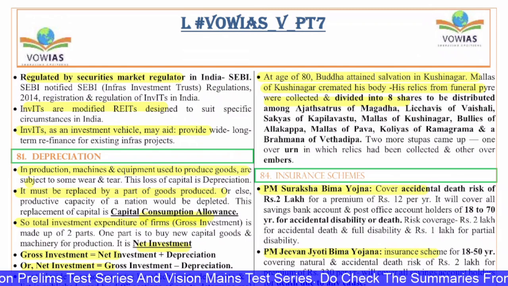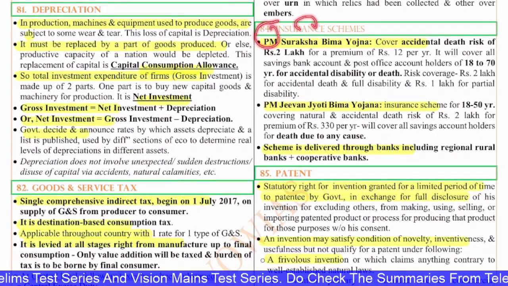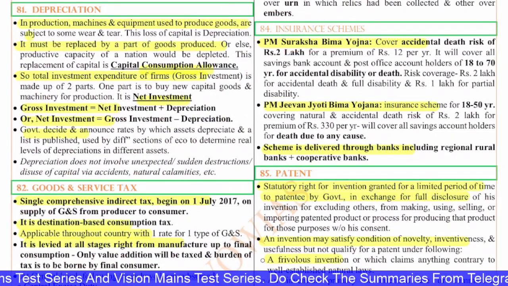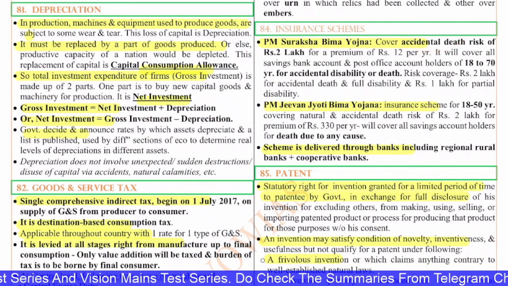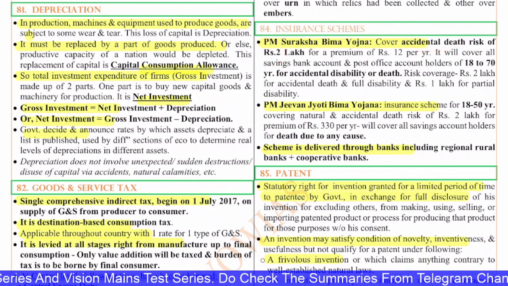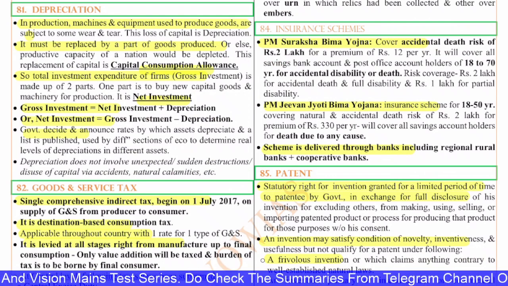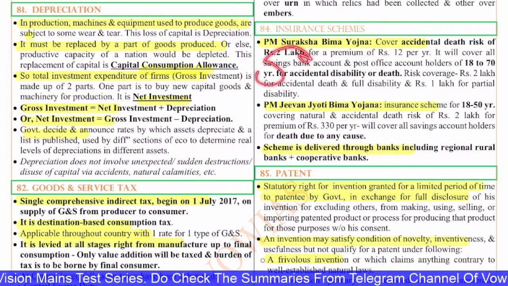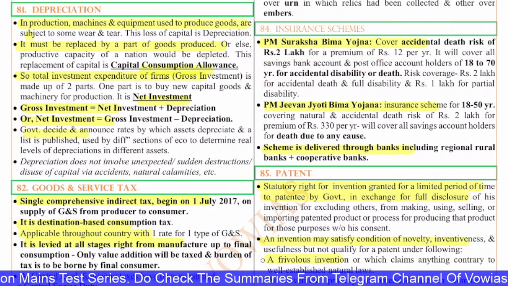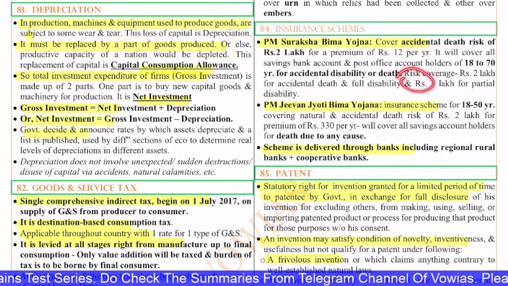Next, the 84th question is on various insurance schemes. First is the PM Suraksha Bima Yojana. This is basically a safety net, and it covers accident death risk. The premium of rupees 12 per year will be collected. It will cover all savings bank account and post office account holders of 18 to 70 years for accident, disability and death. Risk coverage is rupees 2 lakhs for accidental death and rupees 1 lakh for partial disability.